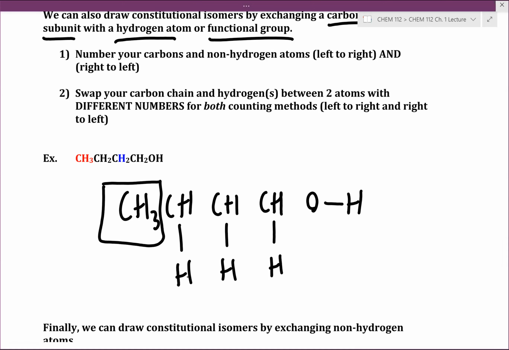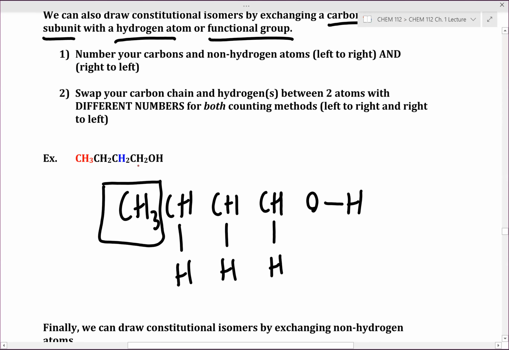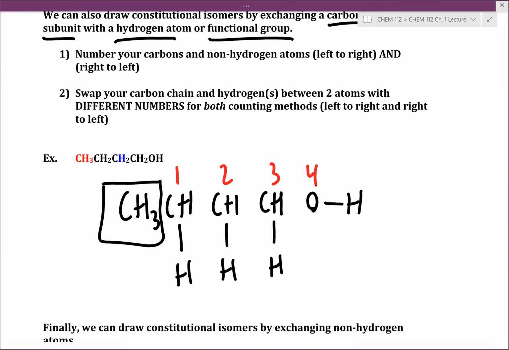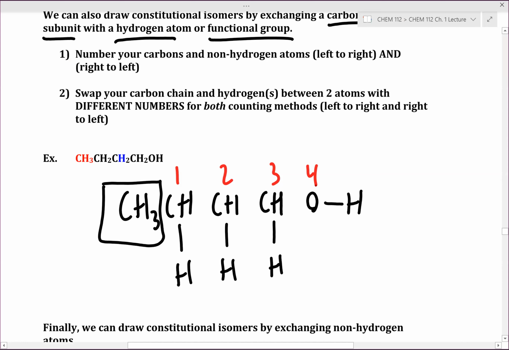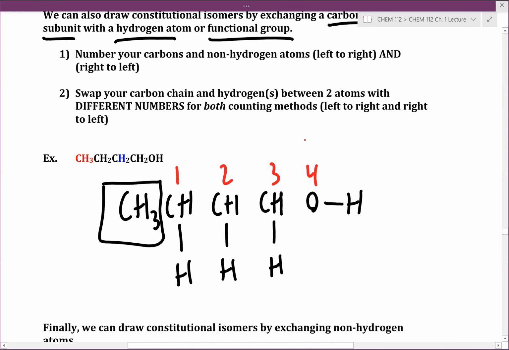Next, I'm going to do my numbering. So I'm going to go from left to right. 1, 2, 3, 4. Okay, this time I am numbering my oxygen because it is a potential atom that I can swap my methyl group with for a hydrogen. I'm going to also number all of my carbon atoms in the opposite direction. Whoops, let me switch pen colors. One moment.